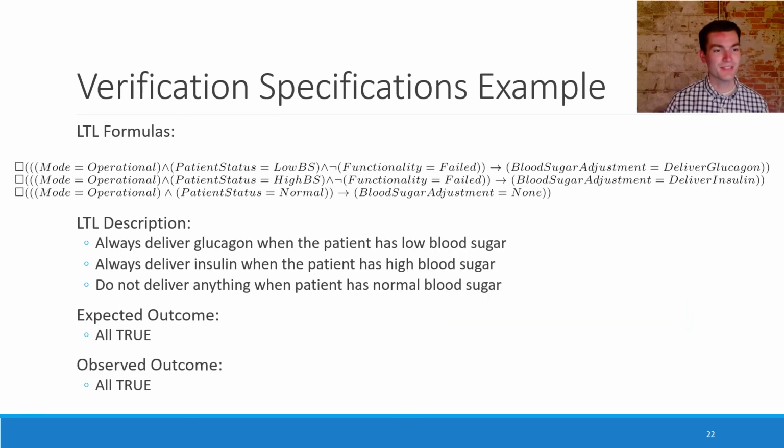3 verification specification examples are given on the screen in front of you. All 3 of these specifications are pulled from the safety critical benchmark for verification. In English terms, the first LTL specification states that glucagon will always be delivered when the patient has low blood sugar. The opposite of this is stated in the second LTL formula, that insulin will always be delivered when the patient has high blood sugar. And finally, nothing will be delivered when the patient has normal blood sugar. We would expect that each of these LTL formulas come back true. And when run against the completed nuXmv model, the result is true.